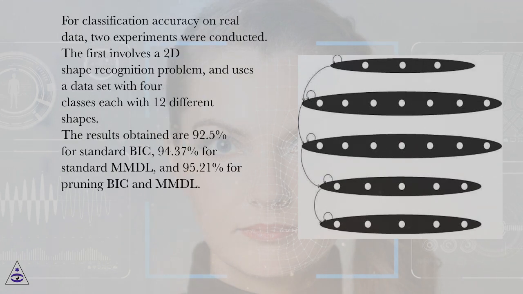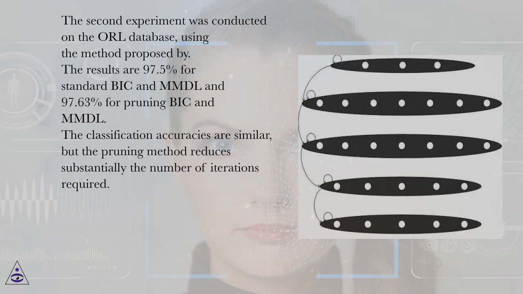For classification accuracy on real data, 2 experiments were conducted. The first involves a 2D shape recognition problem, and uses a data set with 4 classes each with 12 different shapes. The results obtained are 92.5% for standard BIC, 94.37% for standard MNDL, and 95.21% for pruning BIC and MNDL.